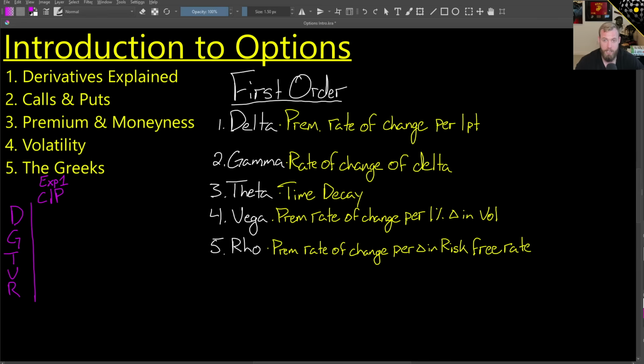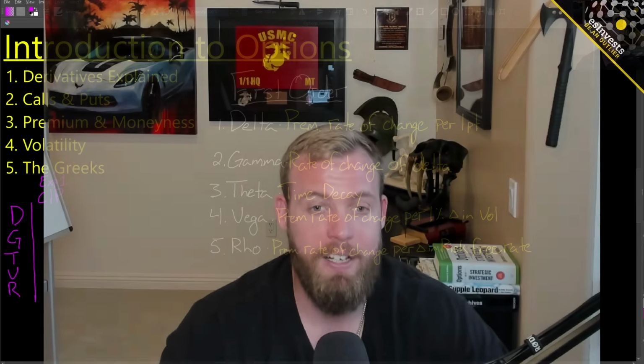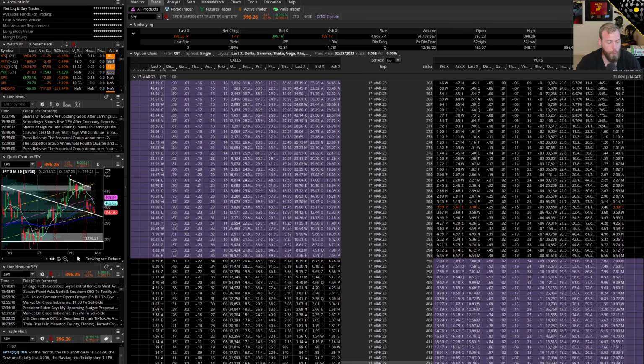So that's delta. The other way we use delta is as a rough probability of an option expiring in the money at expiration. It's not perfect, but it's pretty close. The probability components of options are one of the hallmarks of them because there are probabilities for everything. So notice how this 396 put has a delta of 49, but the probability of it being in the money at expiration is 50.97. So slight variance.